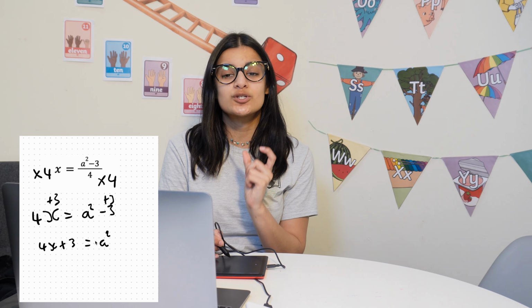But this is not our final answer because we want a on its own, okay? So we need to isolate the a. And to do that, we are going to square root both sides, which will leave my answer as a equals the square root of 4x plus 3. And it's really that simple, guys.